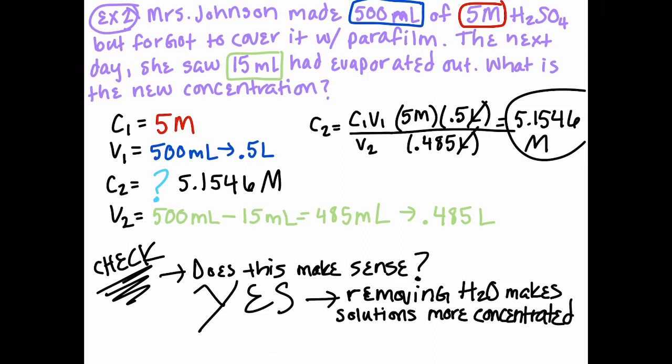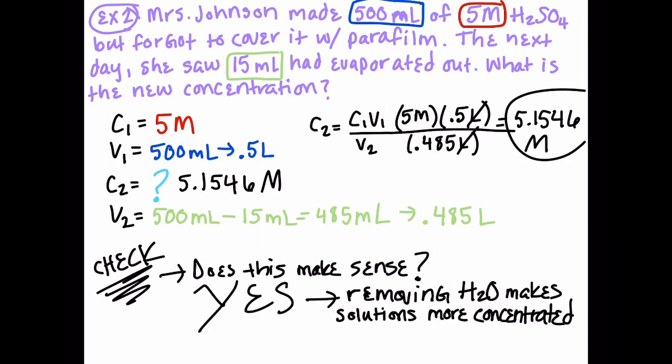Okay, so now another example. Miss Johnson made 500 milliliters of 5 molar sulfuric acid, but forgot to cover it with parafilm. The next day, she saw that 15 mils had evaporated out. Yikes, that was fast. What was the new concentration? So, like I told you at the beginning, the only time C2 is going to be bigger is if we see water evaporate out, right? That's another way to make something more concentrated.